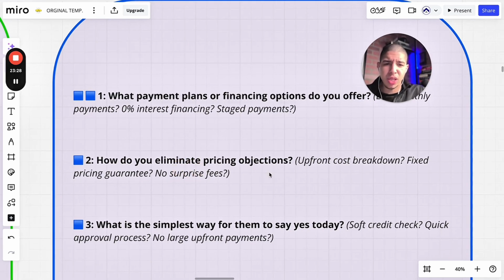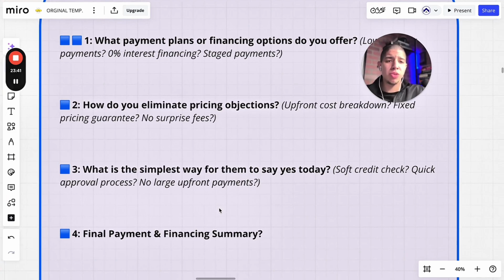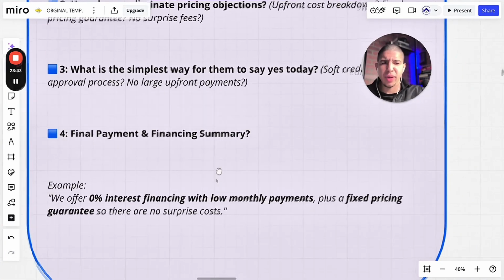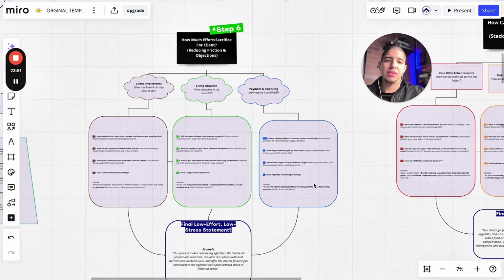How do you eliminate pricing objections? Upfront cost breakdowns, fixed pricing guarantees, and no surprise fees. What is the simplest way for them to say yes? Soft credit check, quick approval process, no large upfront payments. Look, if you're a roofer, you can leverage the government. All right, everybody knows that. We offer 0% interest financing with low monthly payments, plus a fixed pricing guarantee so that there are no surprise costs. Let's go, bro. Let's go.